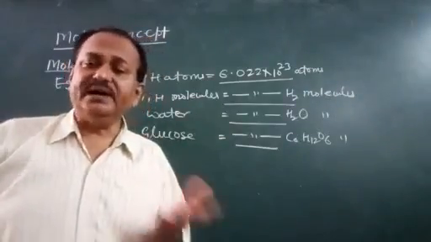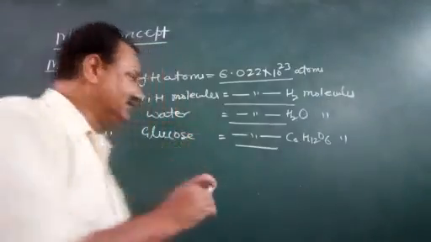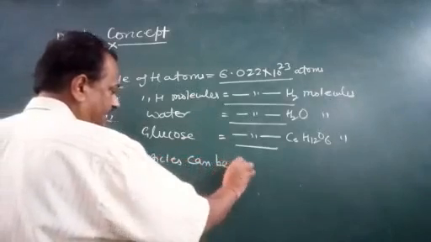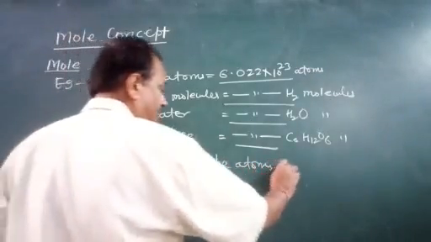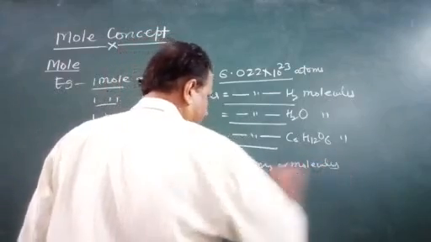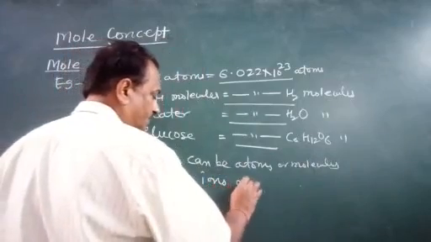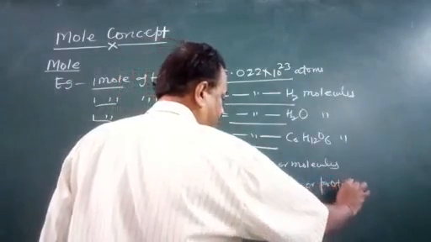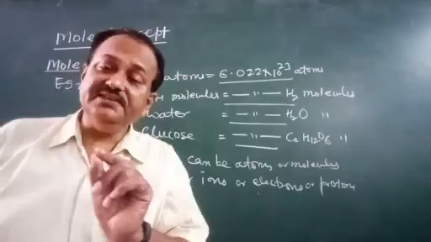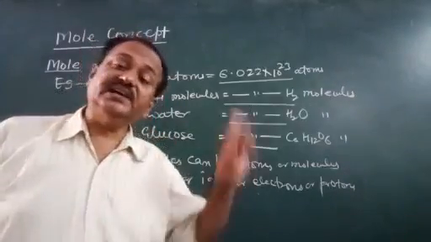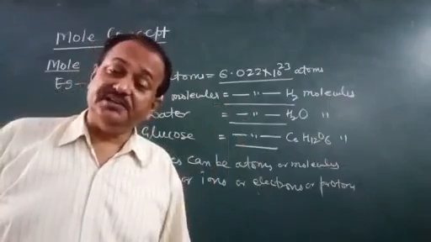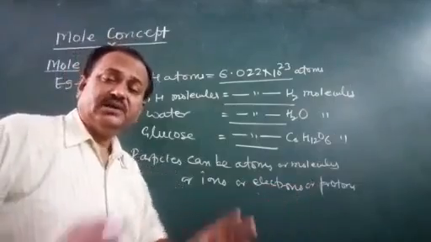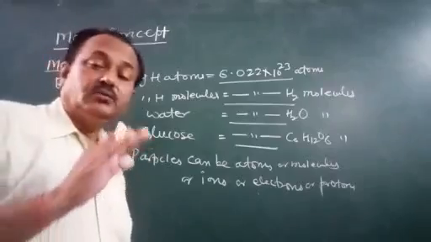Particles can be atoms or particles can be molecules. Here, the term particles, now see, particles can be atoms or molecules or ions or electrons or protons. Any unit, any entity, when it is 1 mole, then it is said to be 6.02 into 10 to the power 23. This is a very important point to know. So this is one point of the 1 mole.